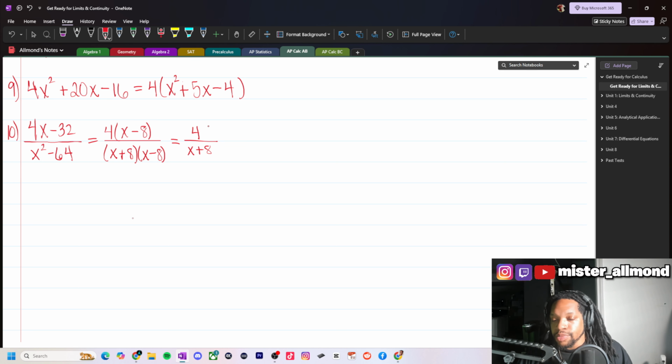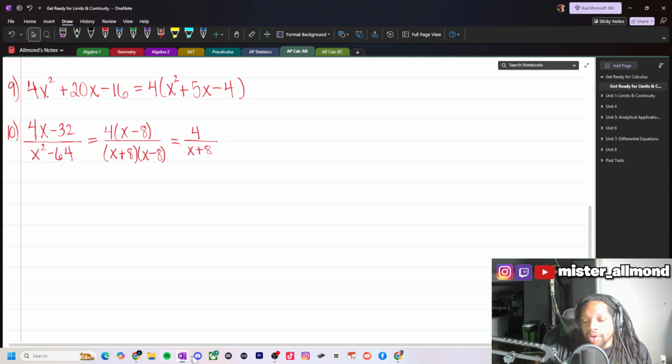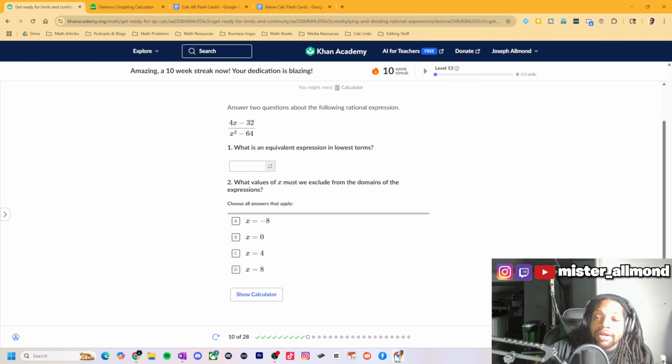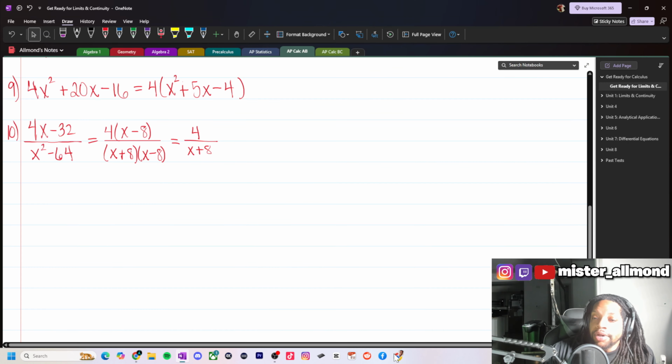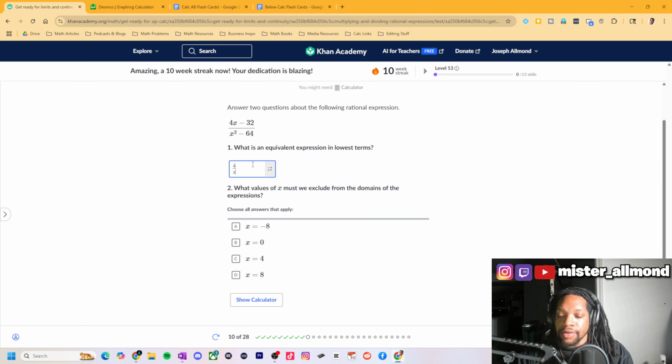So remember from Algebra 2 and graphing these, whenever something cancels out, there's a hole. Or if you want to be fancy, you can call it a removable discontinuity. But what do we have? 4 over x plus 8. That's what I'm getting.